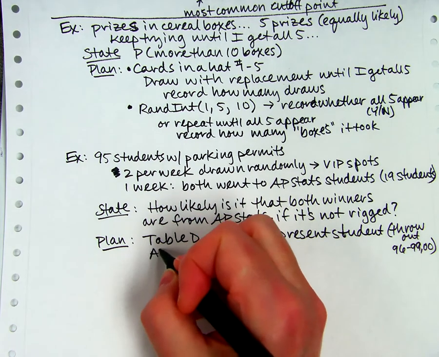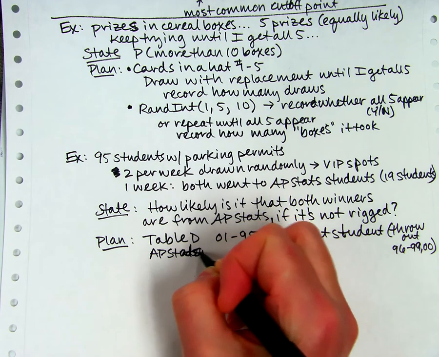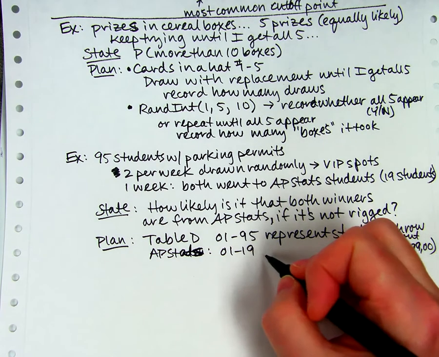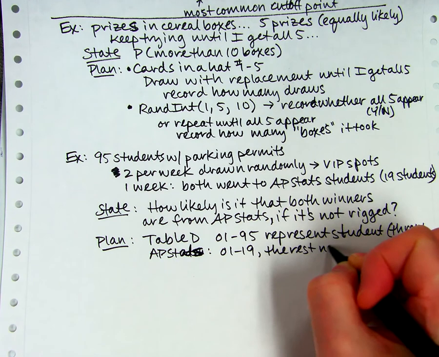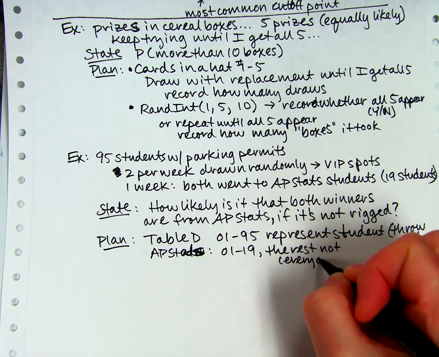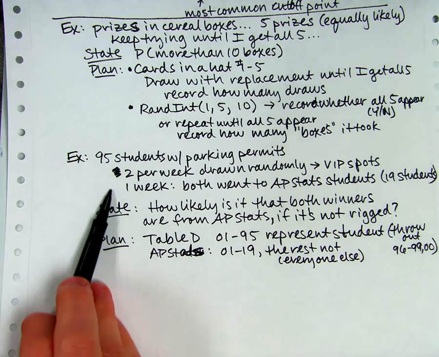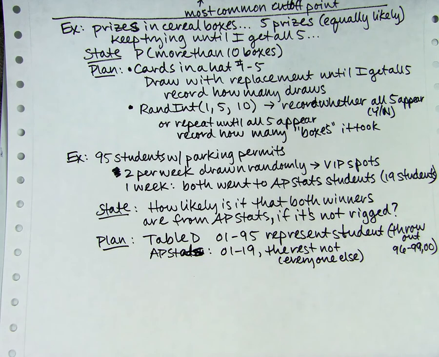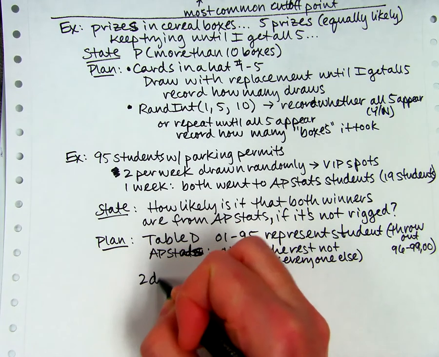Let's let AP Stat students be the first 19, 01 through 19, and everybody else is not AP Stats. So that represents everyone else. So what I'm doing first is deciding how to make the probabilities match the real life situation. I have 95 students. I have 19 of them that are AP Stats and the rest are not. And then what am I going to do with this? I'm going to take 2 digits at a time off the table, of course.